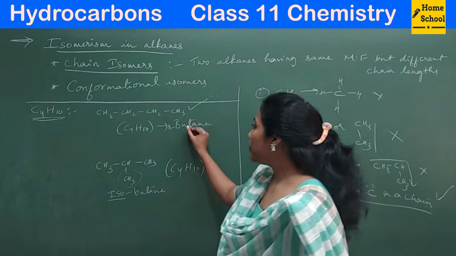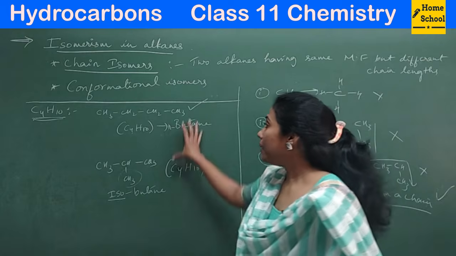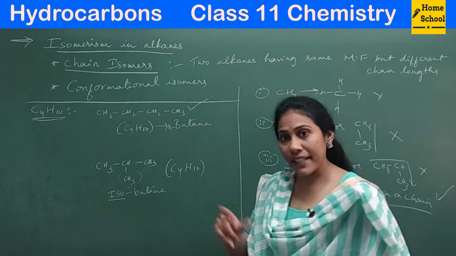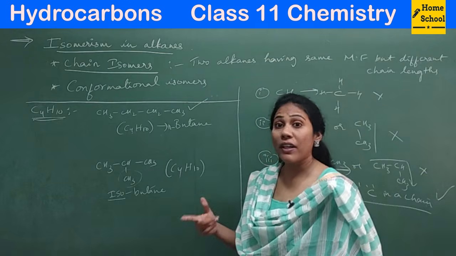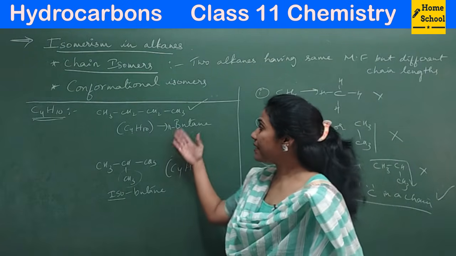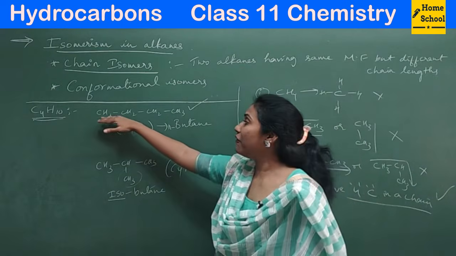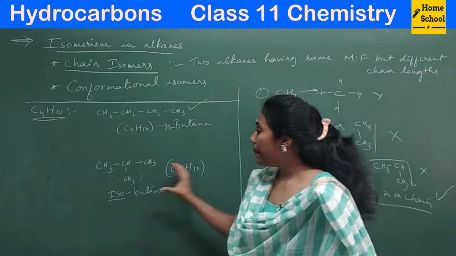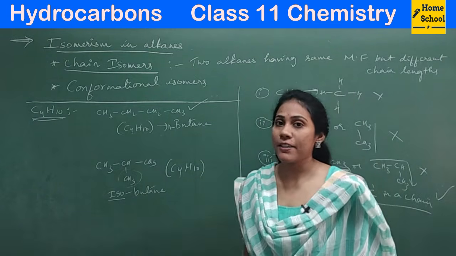Okay, so butane has a different property, isobutane may show different properties. Actually, both are different compounds. But what is similar between them? Similarity is the molecular formula. What is the difference between them? The difference is the way you write the structure. The chain lengths are different. Here you have a single linear chain, but this is a branched chain. Okay, so this is what we mean by chain isomerism.